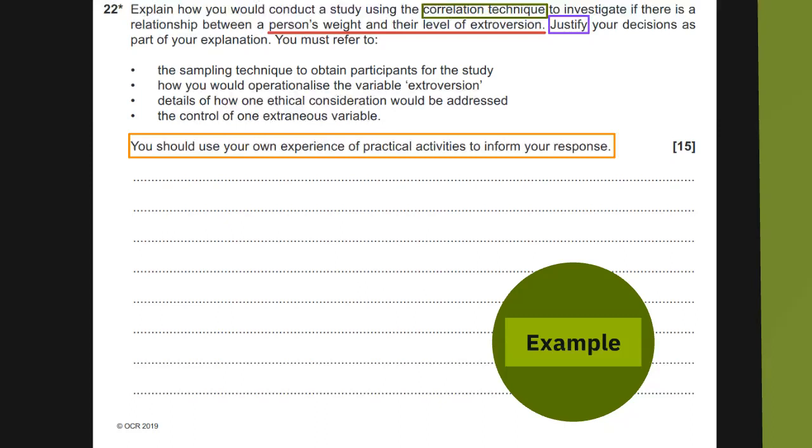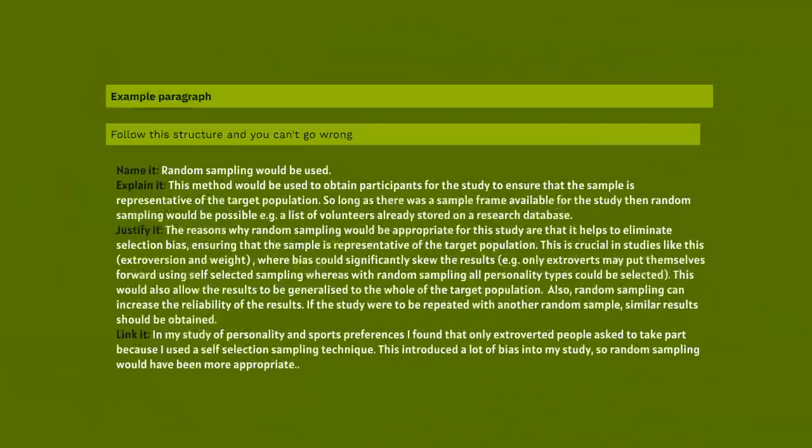Now let's just have a look at a paragraph that I've mocked up. There is going to be a bit of text on the screen, but it gives us an example of what you should be looking at writing about. Now, just before we do that, the way that you should structure this paragraph is to name it, explain it, justify it, and link it. Okay, so first sentence, you need to be naming whatever you're going to be doing, then explain what you're doing, then justify what you're doing, and then, yes, at the end, try and link it to your own experience.